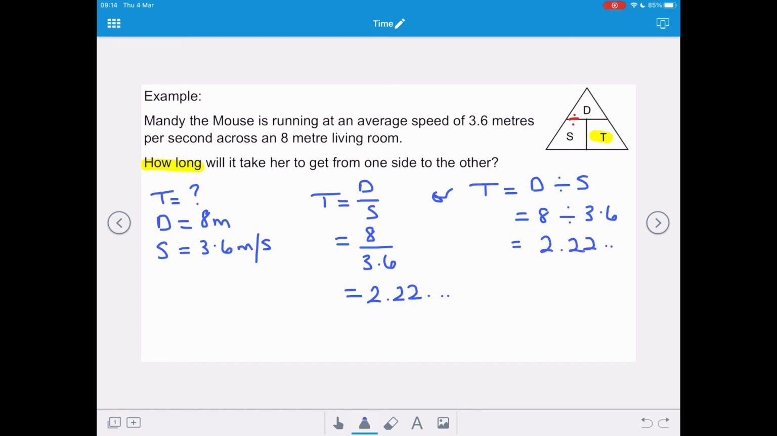And we need to then round it, and we're going to round it to the nearest second, which gives us 2. And because our speed's in meters per second, our unit of time is going to be seconds. So we can either write it in full or write it as 2s.